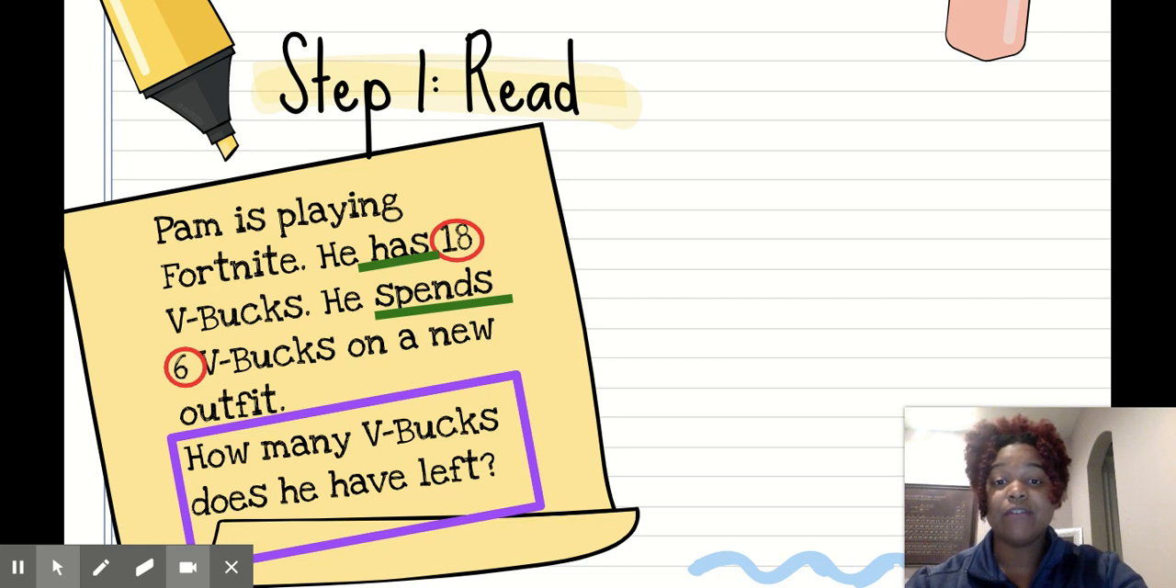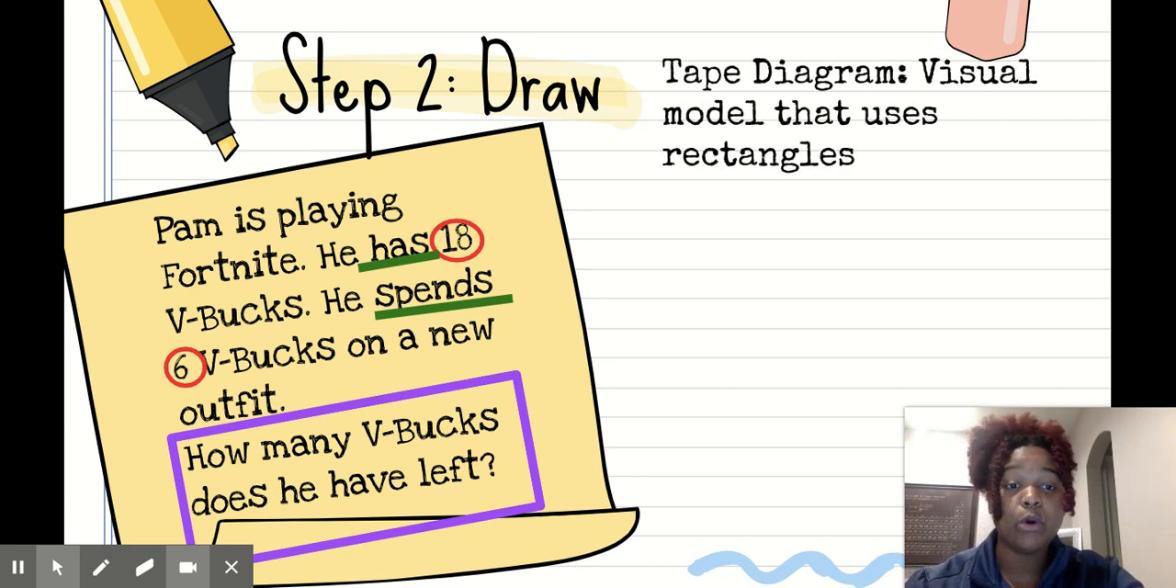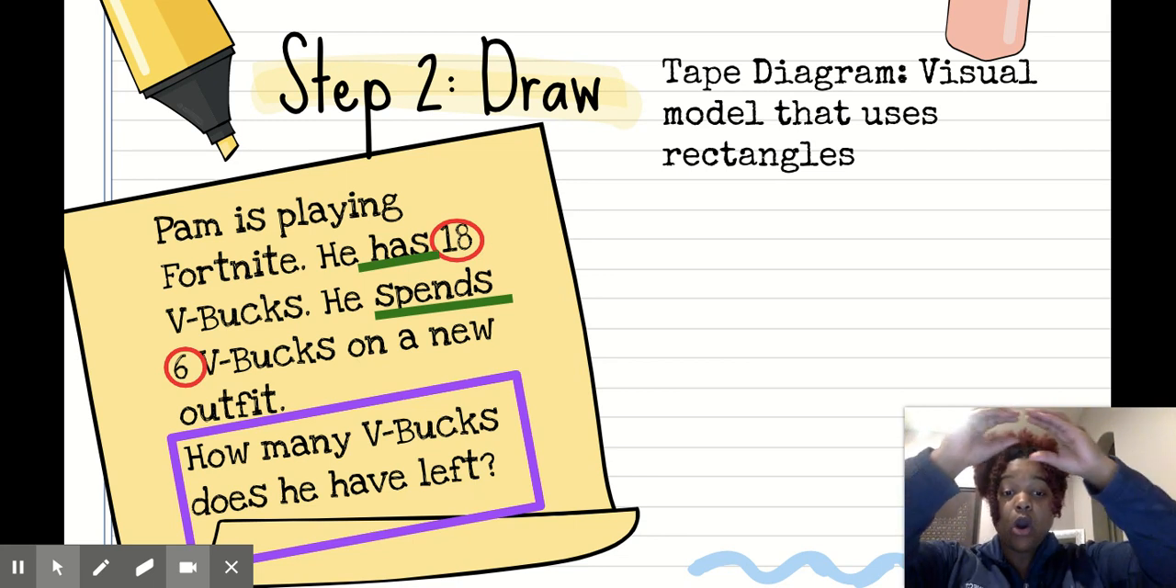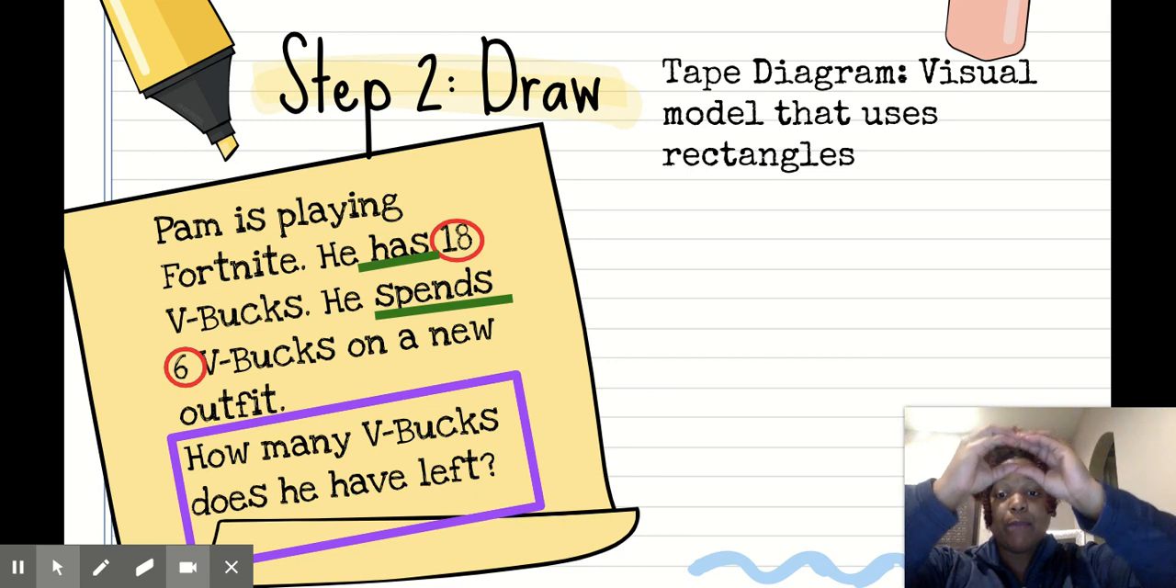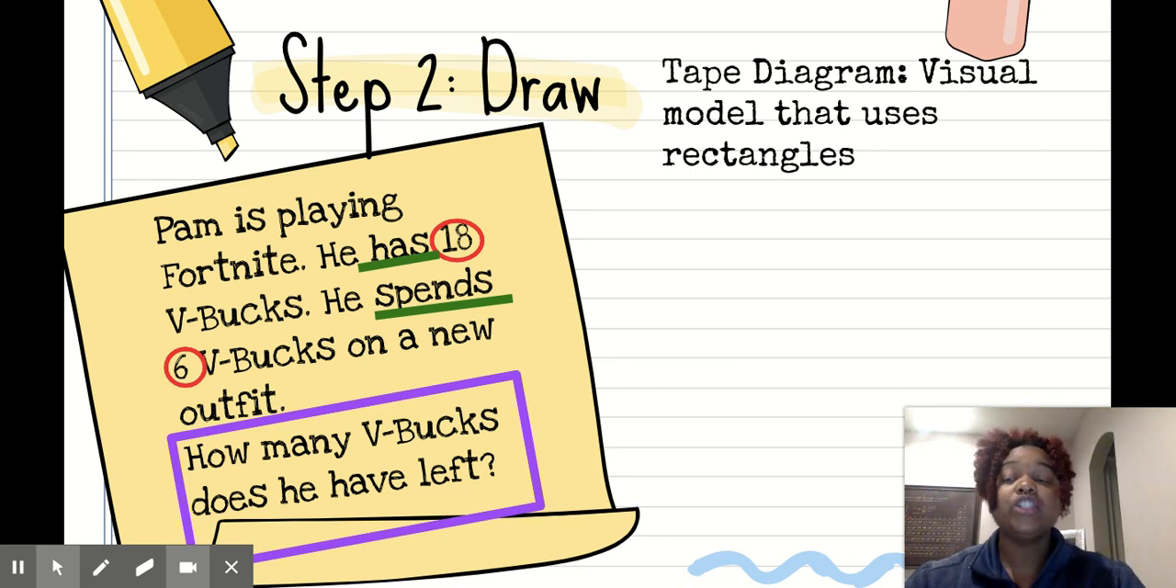So now that we have completed step 1, we are going to move on to step 2. And that is where your pencil and paper comes in handy because step 2, we are going to draw a picture together. And we are going to draw a tape diagram. Remember, a tape diagram is a visual model that uses rectangles to represent the parts and the whole of a problem. It represents the parts and a whole of the problem, just like a number bond. But instead of circles, it uses rectangles.